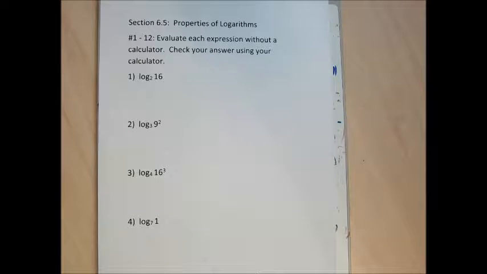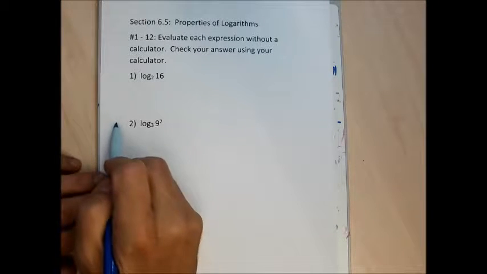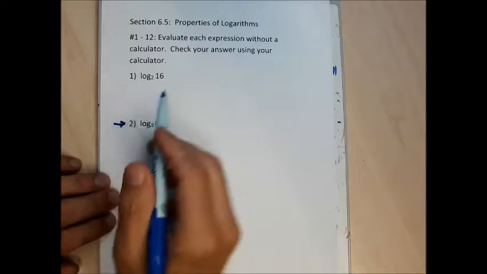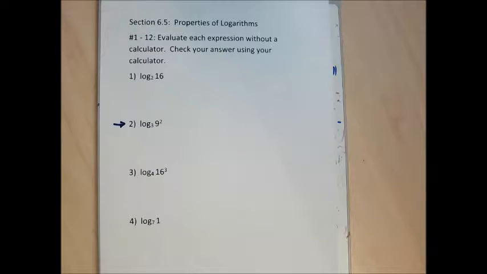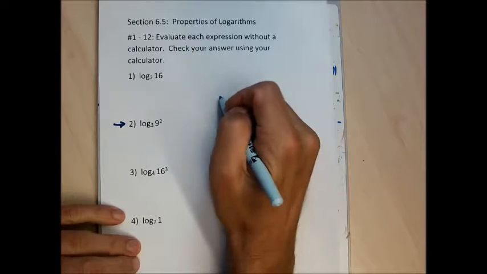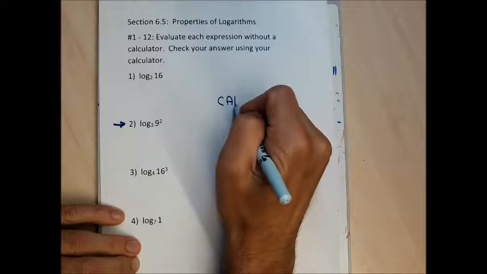The first 12 problems in 6.5 are just a review, and they say to evaluate the logarithm or evaluate the expression without your calculator. Quite honestly, if you can't do these easily in your head, then I would use your calculator. So if I was going to do problem 2, the calculator way to do it would just be to pull out my calculator and do the log of 9 squared divided by the log of 3.